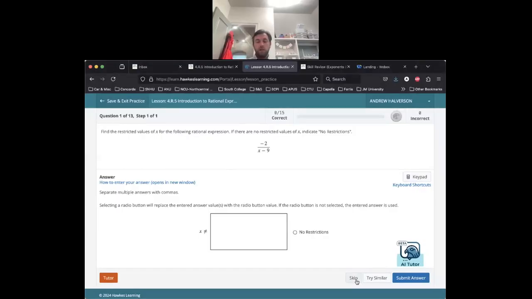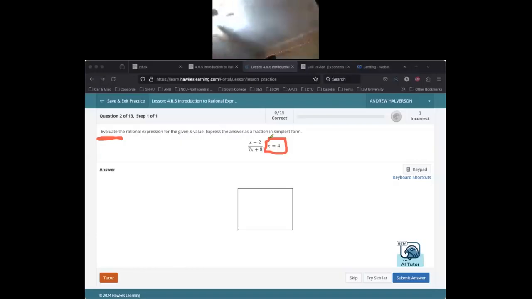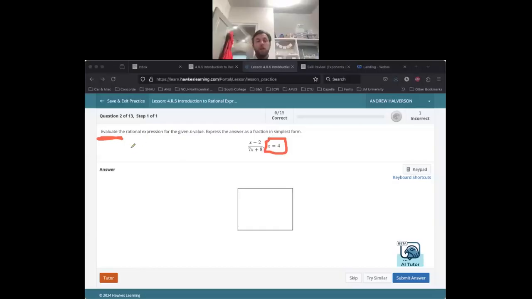So let's see more. This one says evaluate the rational expression for the given value of x. So they say the word evaluate, and they give you a value for x. When you see the word evaluate, what's the process you're going to apply? Do you all remember from the last test? More generally speaking, when you see the word evaluate, you apply the order of operations.